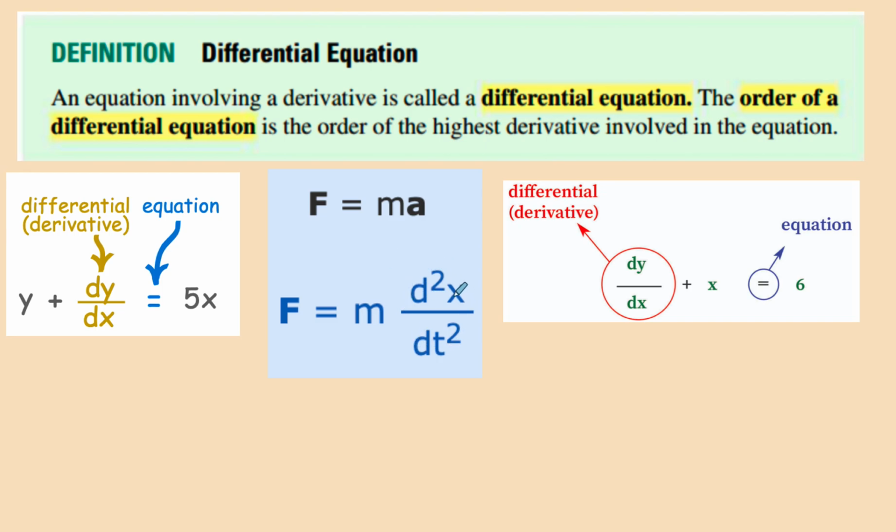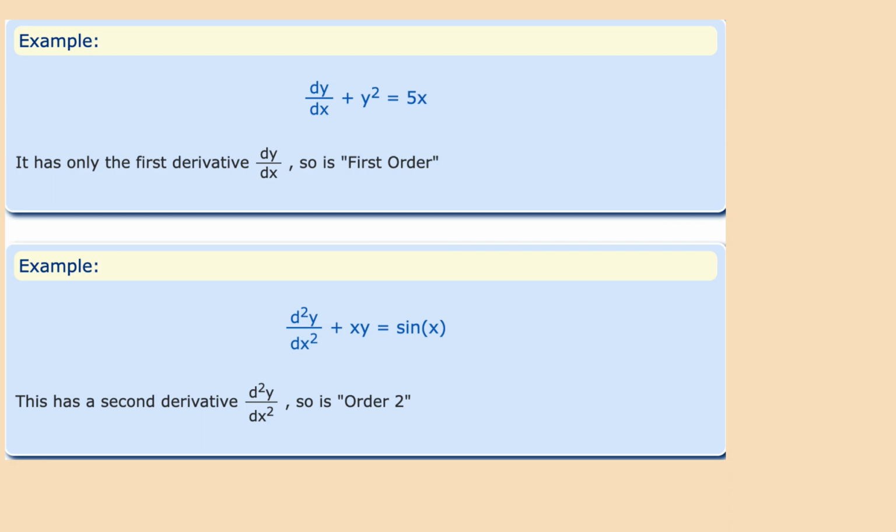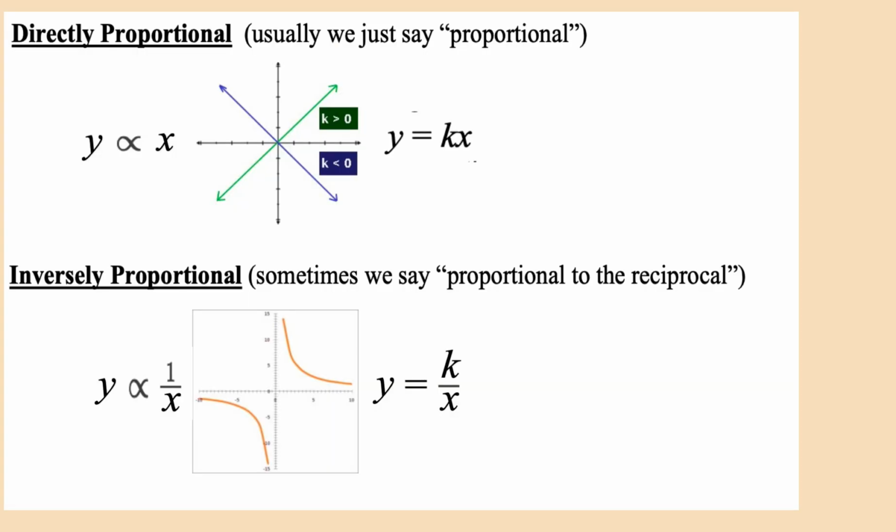It's a second derivative. And over here, this is a differential equation. Again, it has a derivative. It has an equal sign. This is an example of a first order differential equation because it has a derivative taken once. And this is an example of an order 2 differential equation because it has a second derivative.